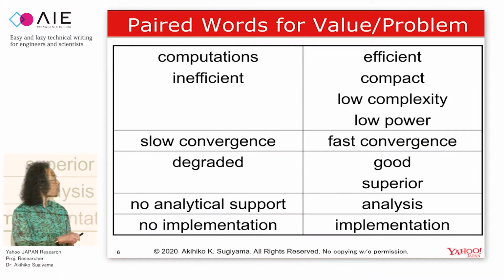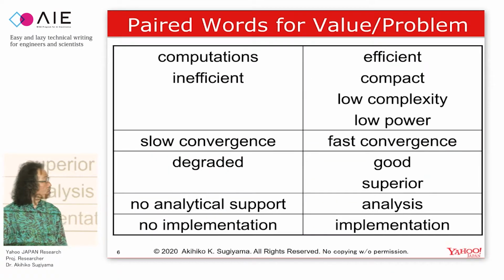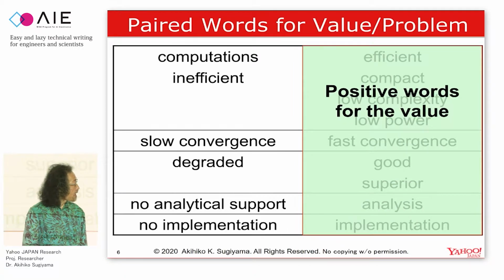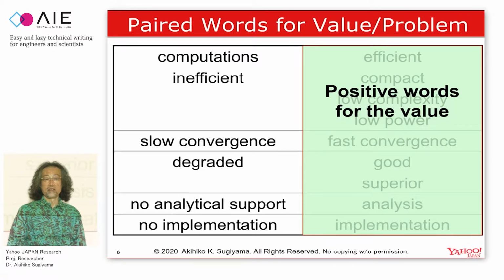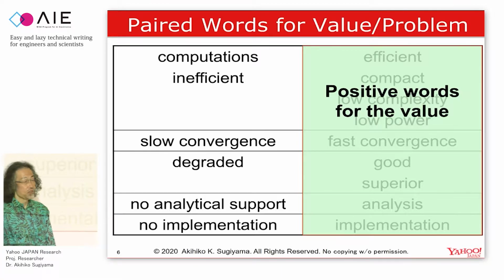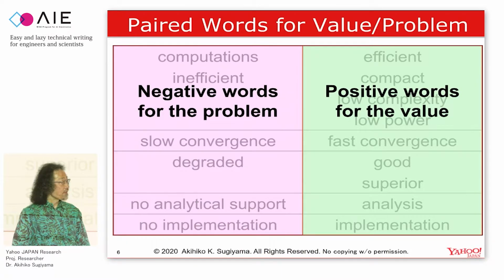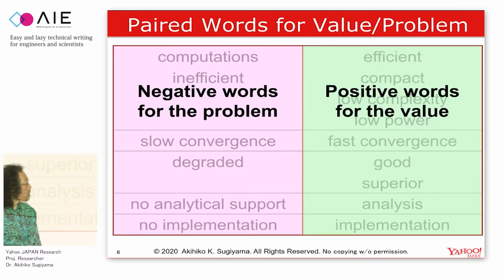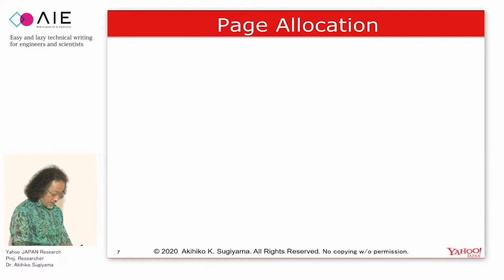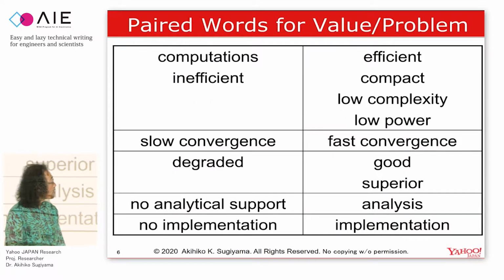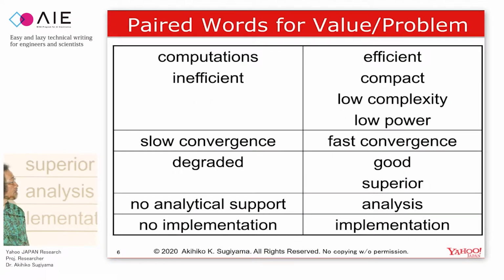Alright, this is an example of paired words for values and problems. On the right hand side of this page, I put positive words for the value to describe the value of your research, the value of your paper. On the left hand side, I put negative words for the problem. And when you look at each column, for example, when you look at this column and this column, they make a good pair.